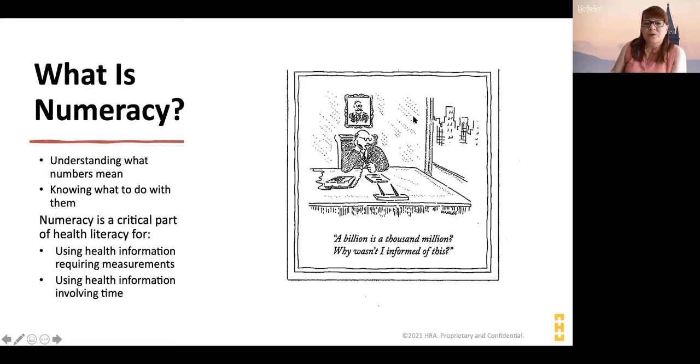Numeracy is a critical part of health literacy because so many aspects of health information are measurements, and so many aspects of health information involve time. So you need to be able to read and identify things like 2 teaspoons of medicine. You need to recognize abbreviations and understand what they mean, in addition to being able to do basic arithmetic, adding and subtracting and dividing and multiplying. So as communication professionals, it's up to us to support people in understanding and using all the numbers that we tend to sling at them, regardless of how educated we perceive our audience to be. So the next couple of slides will talk about ways that you can do that.